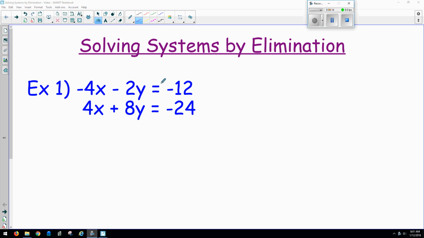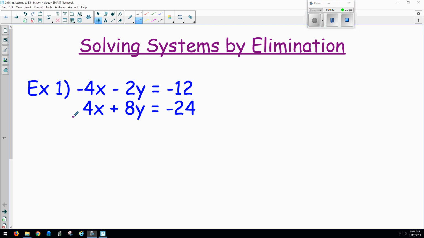So if we're looking at the two equations right here, we can see that we have opposite coefficients for the x's. Opposite coefficients just means if one of them is -4, then the other one is 4. If one of them is 8, the other one would be -8, and so on. So that's our goal, to get opposite coefficients so that we can eliminate one of the two variables.